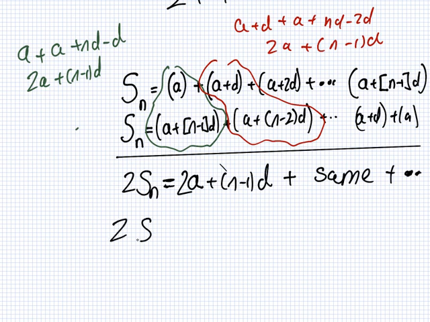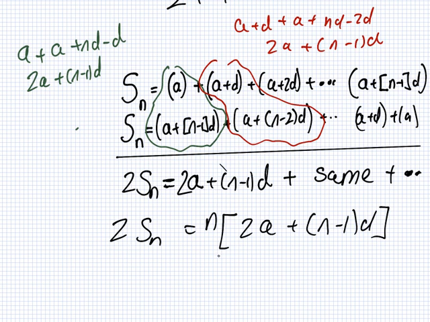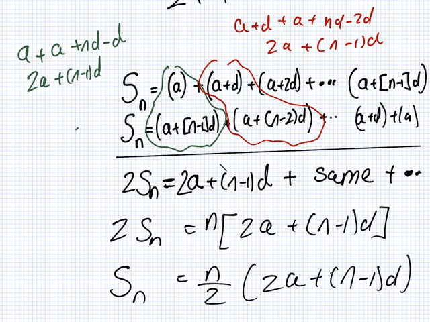So because you have the same thing many, many times, in fact, how many times do you get this? n times. You can just say this is 2A plus n minus 1 D multiplied by n. Then you can divide by 2, and you end up with the formula Sn is n over 2 times 2A plus n minus 1 D. And this is what you were thinking of a moment ago when you were remembering something from high school.